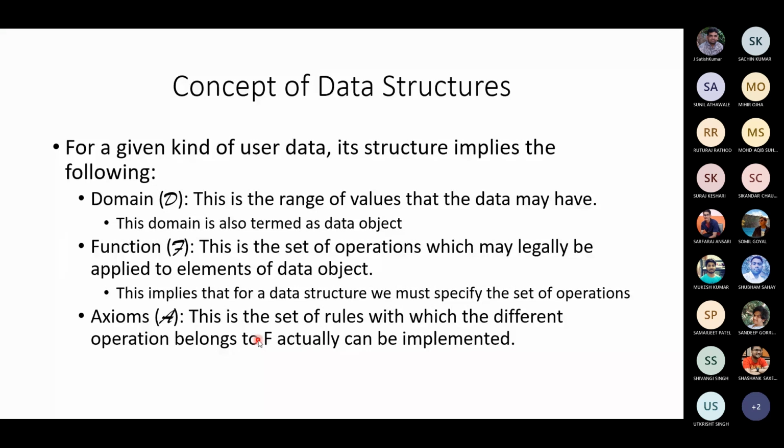2 to the power of 30. 1 KB is 2 to the power of 10. 1 megabyte is 1024 into 1024, that is 2 to the power of 10 into 2 to the power of 10, which is 2 to the power of 20. 1 GB is again 1024 into 2 to the power of 20, that is 2 to the power of 30. 2 GB is 2 to the power of 31. So maximum those many bits only you are able to store.